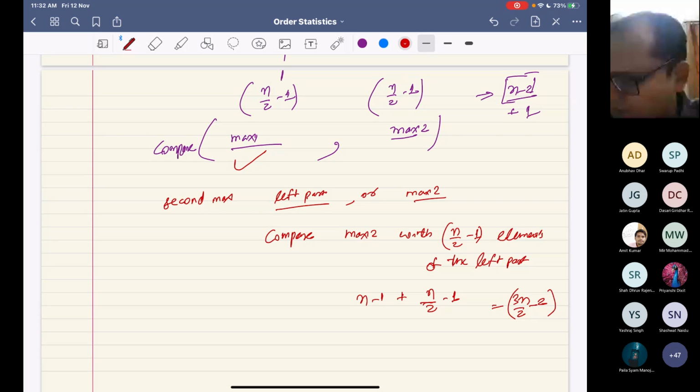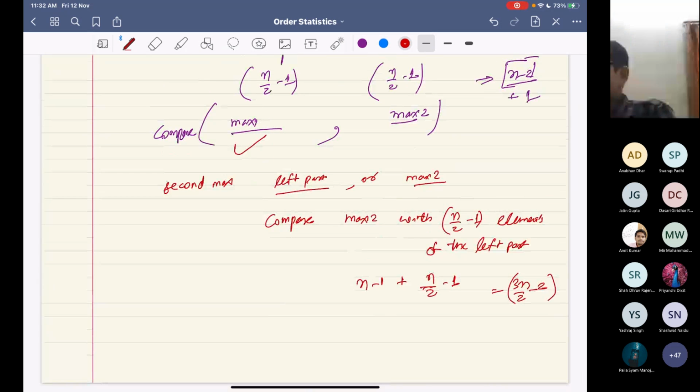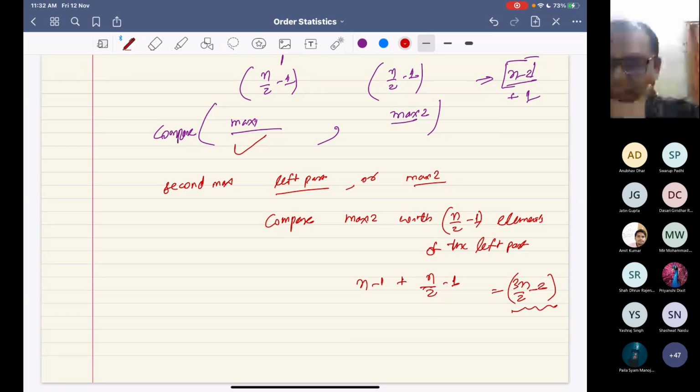Sir, can we apply the same algorithm for the smaller groups? Yes, we can do it recursively. So it turns out, this is a simple way of thinking. You can do 3n by 2 minus 2. But why can't I keep on doing this recursively?